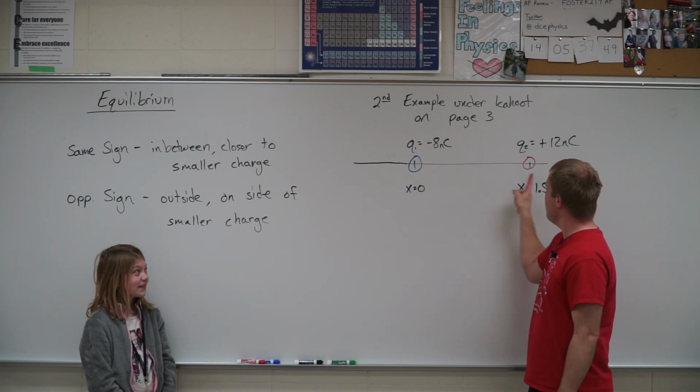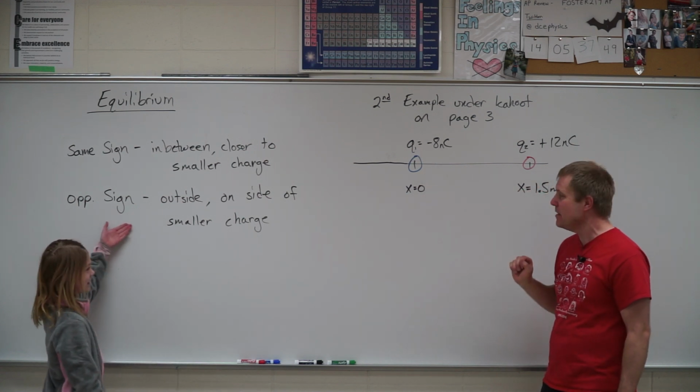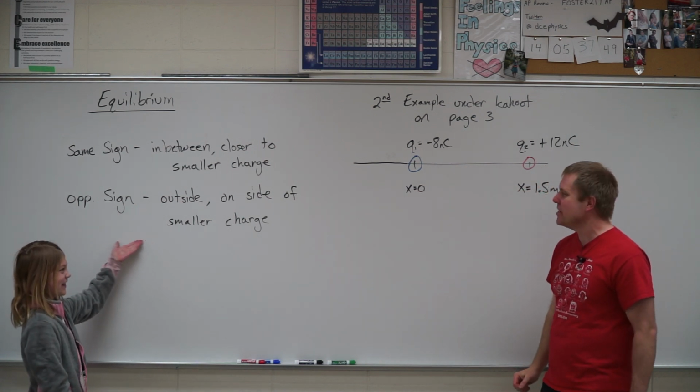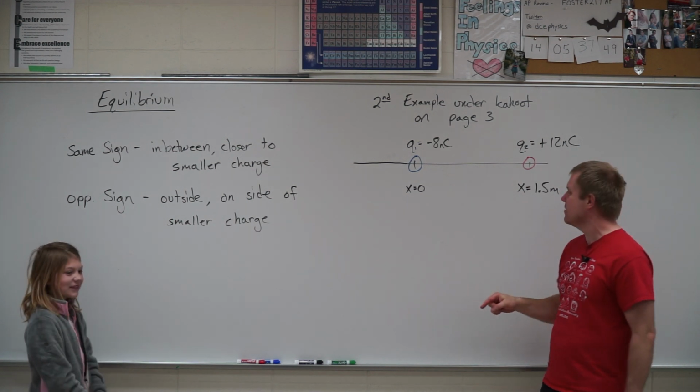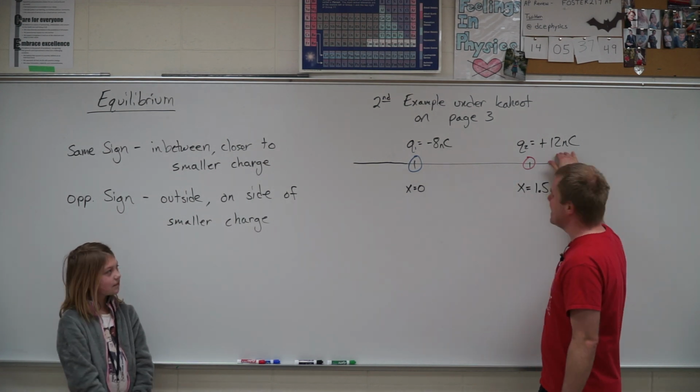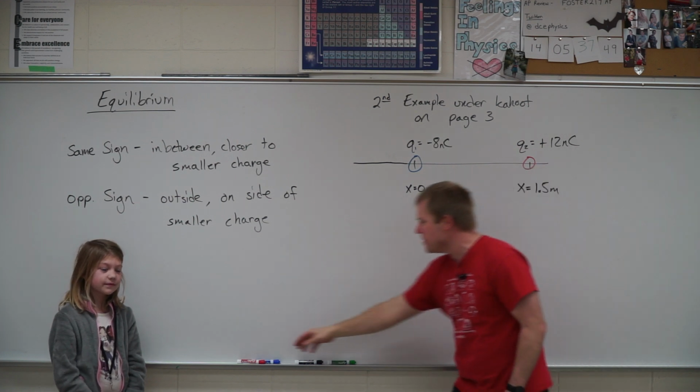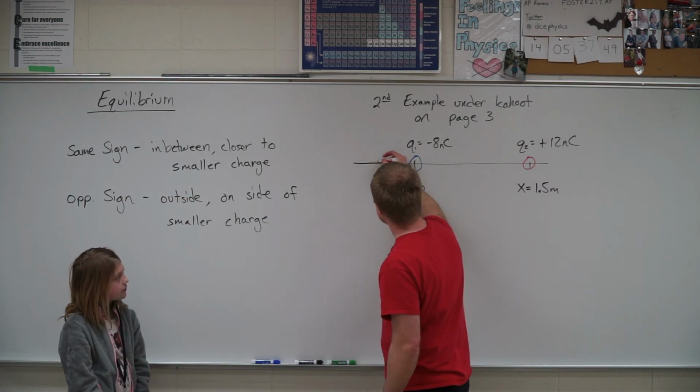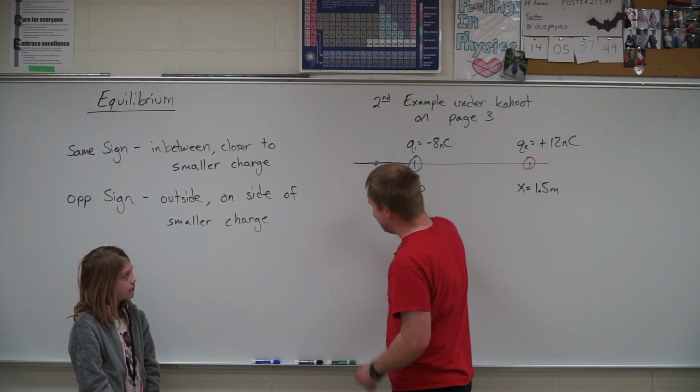Now we have opposite charges, so what does that mean? Yes, opposite charges: outside, on the side of the smaller charge. So we see 8 and 12. 8 is smaller than 12, so that means our equilibrium location is outside and on this side.